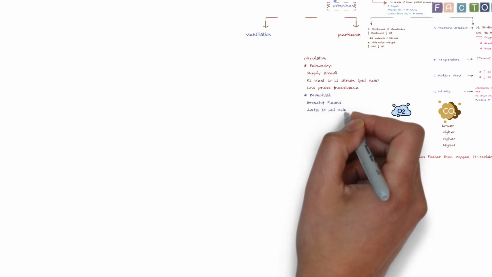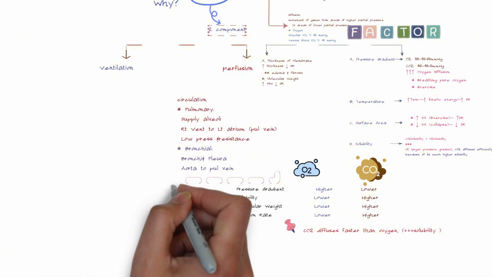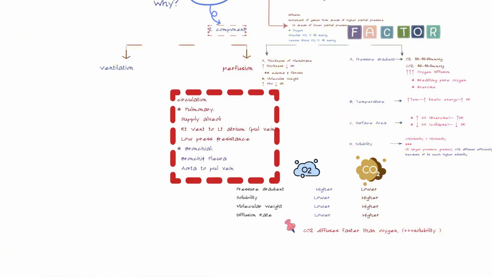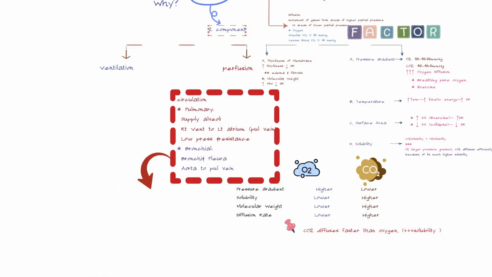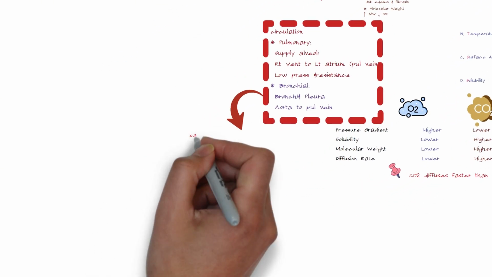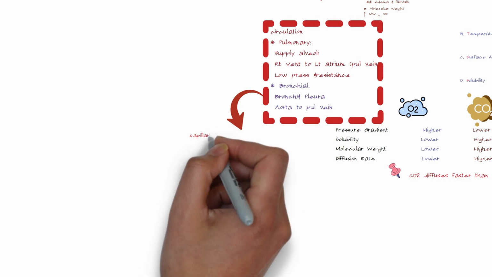The second circulation is the bronchial circulation, and this circulation mainly supplies the bronchi and the pleura. It originates from the aorta and drains back to the pulmonary vein.